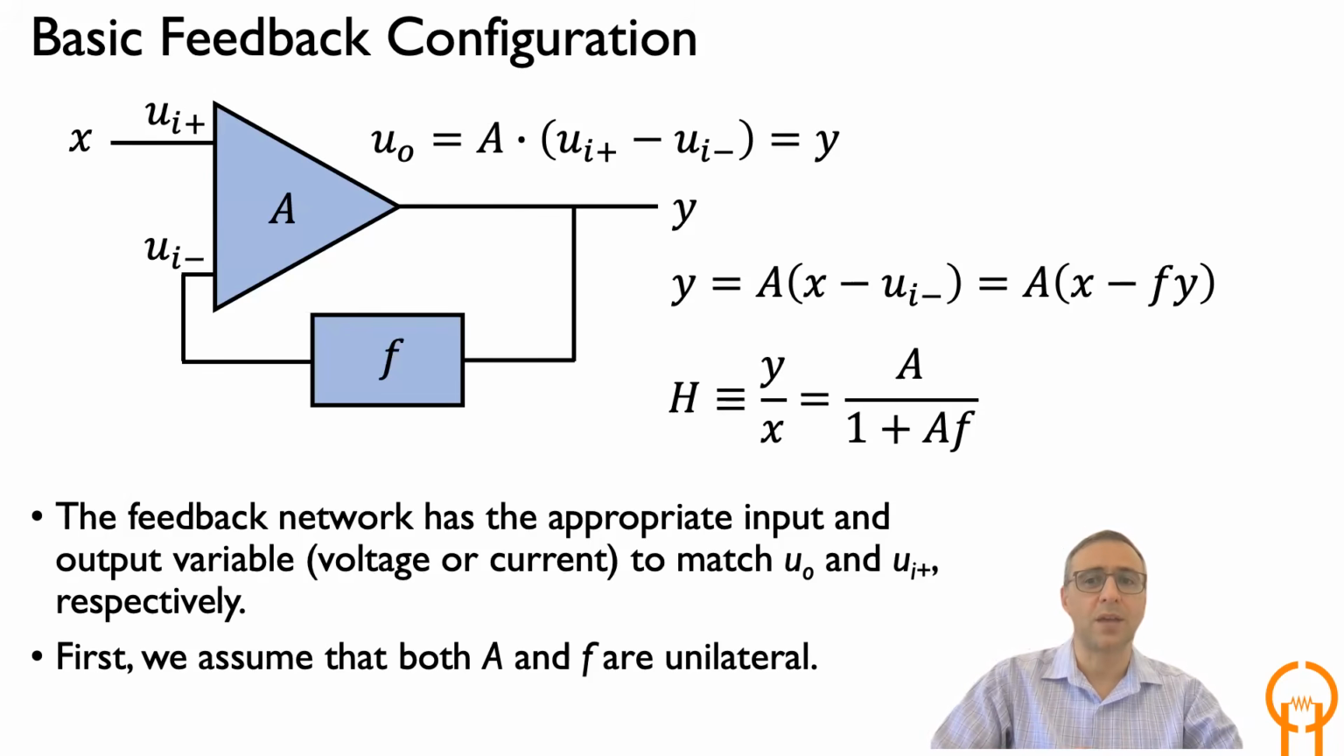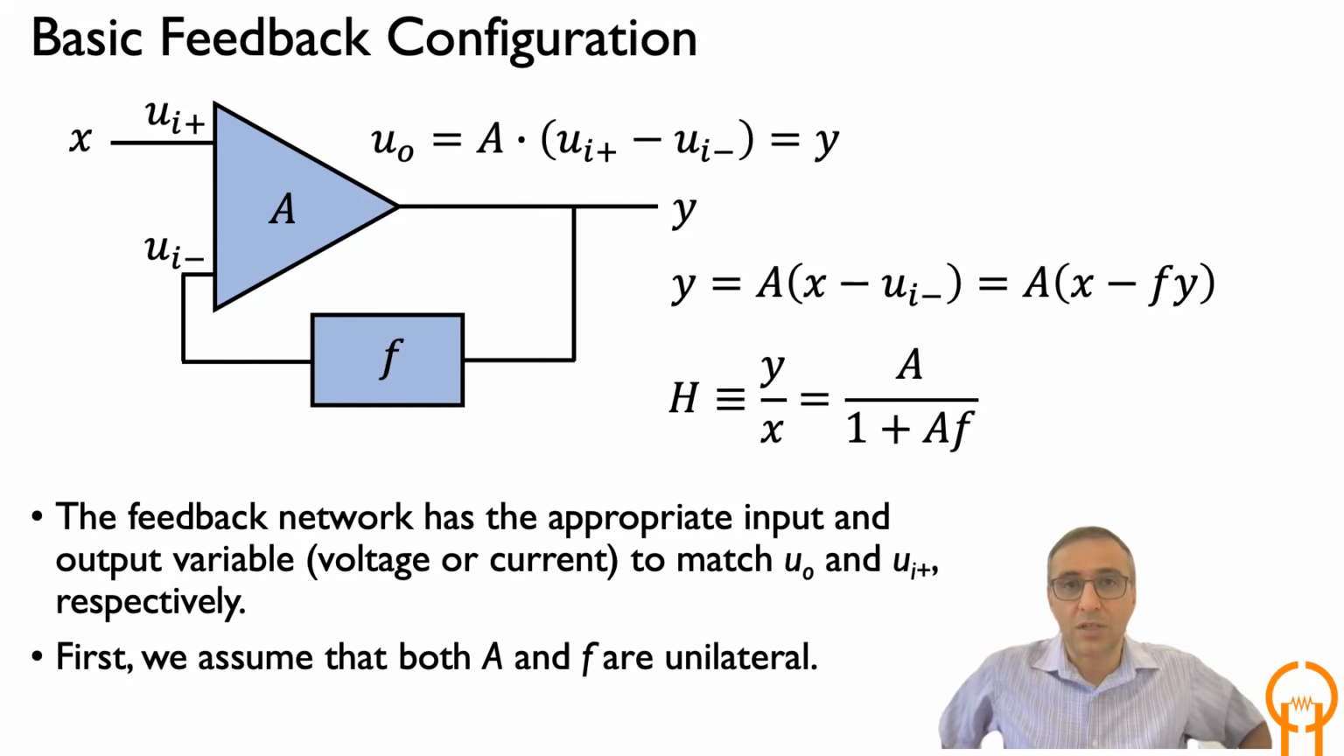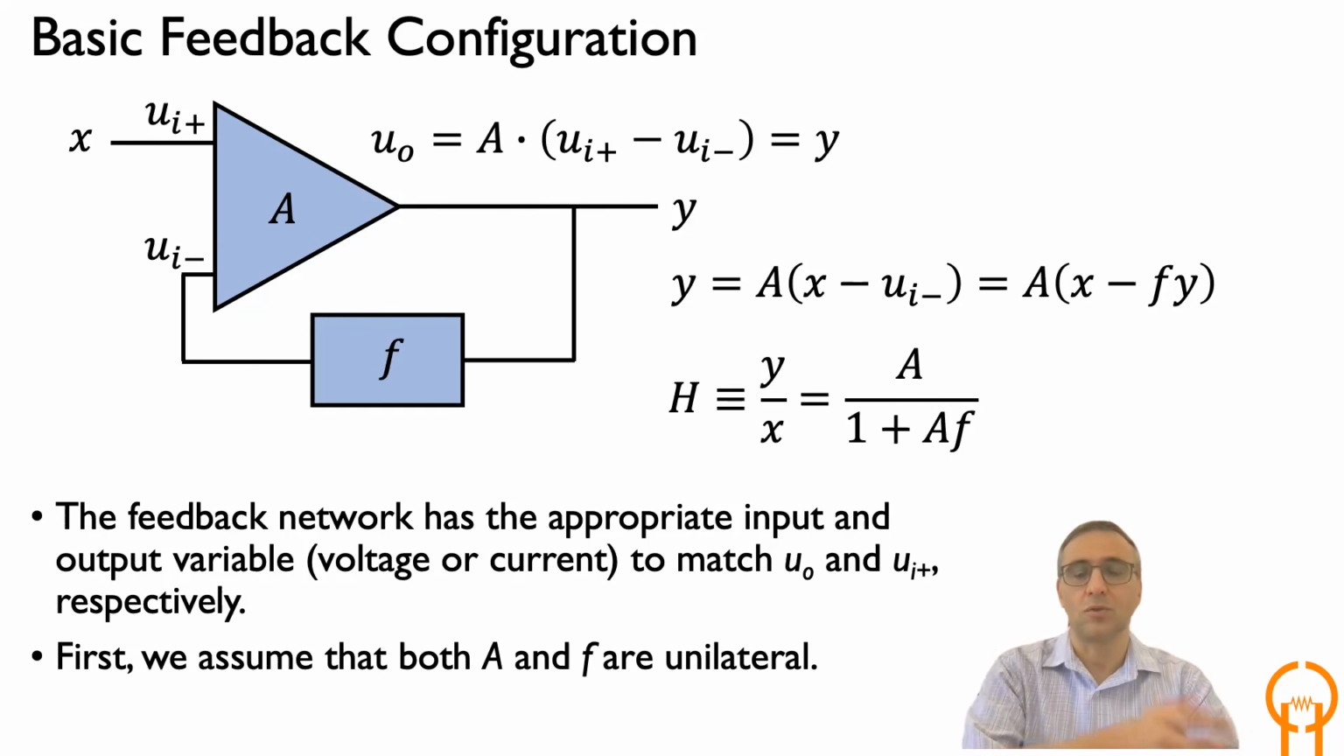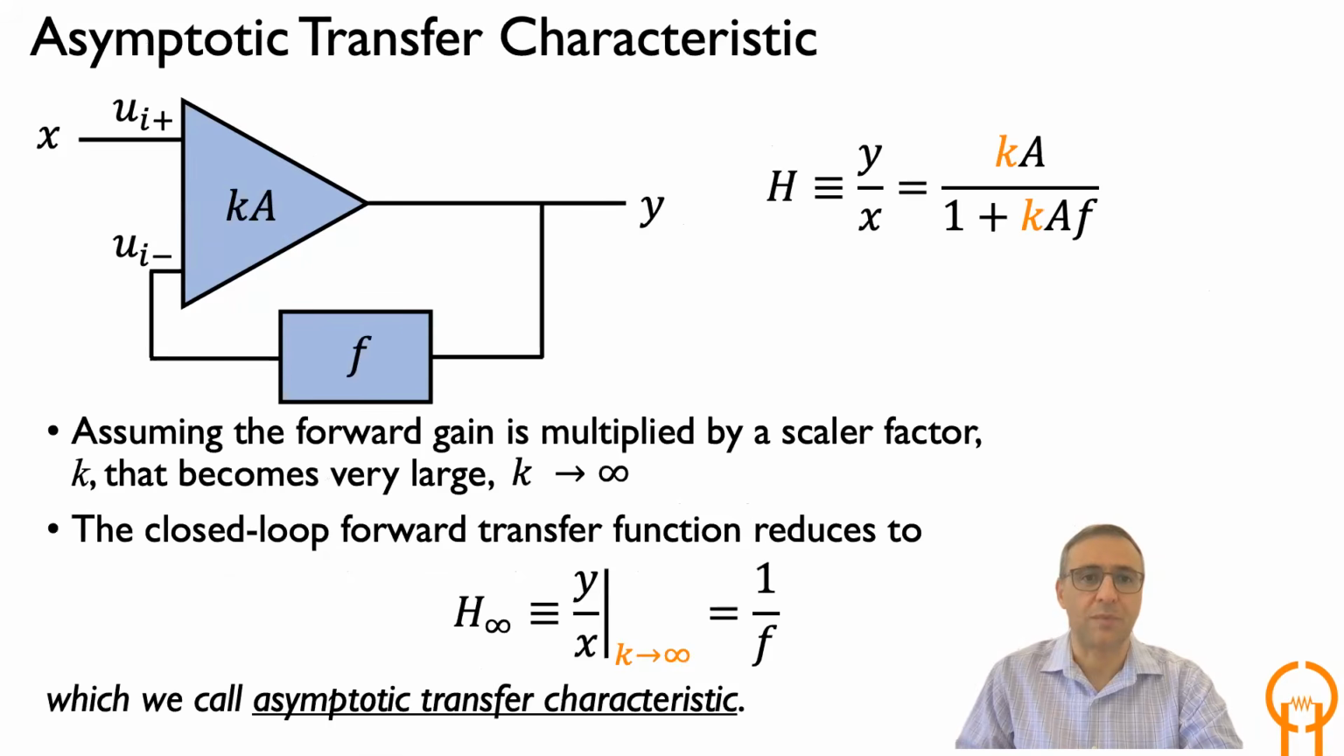So if you plug in F times Y as UI minus, and the input being X, UI plus is X. Then you can easily solve for the ratio of Y over X, and you get the classical formula that you're probably familiar with, which is A over 1 plus AF, in the context of circuits. But remember, this A can have units of ohms or Siemens or what have you, or it could be unitless if it's a voltage, depending on what you have as input and output. This also assumes that the feedback network is unilateral. So both of them are unilateral, so you have a unilateral loop essentially.